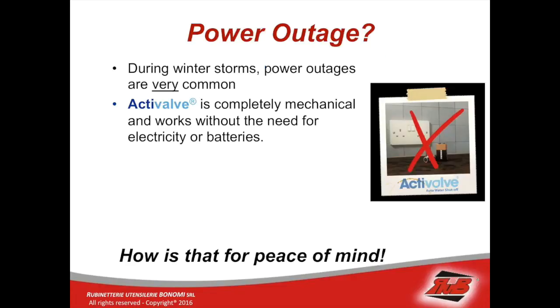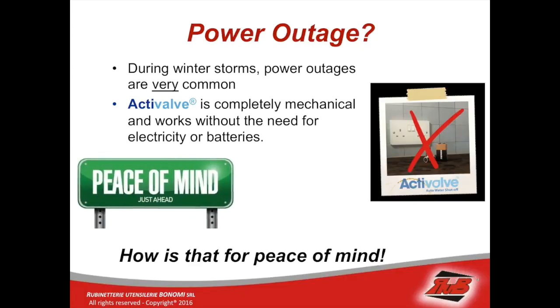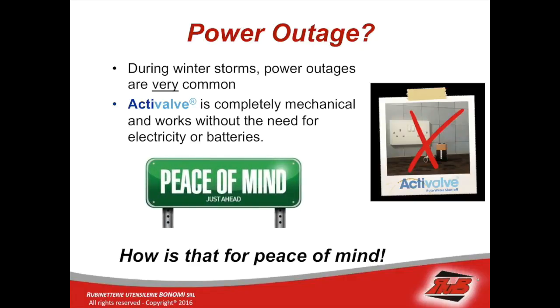Power outages are very common during winter storms, where snow and wind can topple trees that bring down power lines. ActiValve is completely mechanical and will work without the need for electricity or batteries, so you're covered during these winter storm-related power outages. ActiValve protects your house 24 hours a day, 365 days a year, without the need for power. How's that for peace of mind?